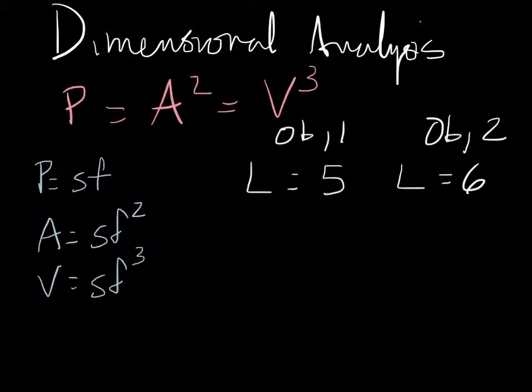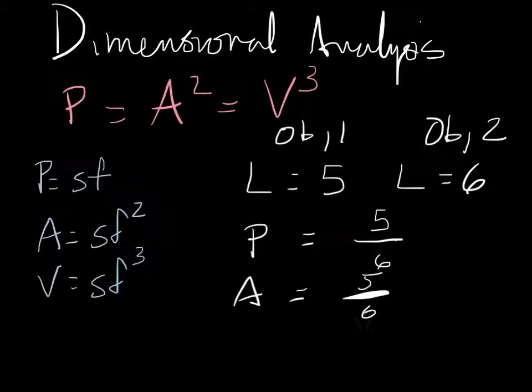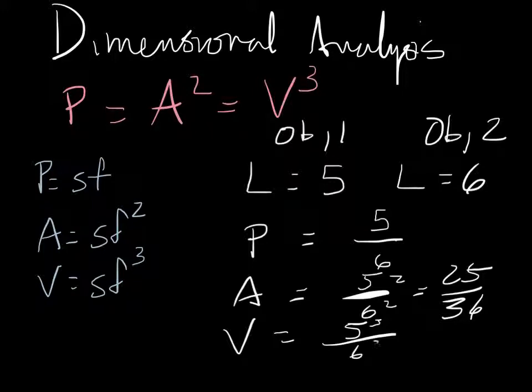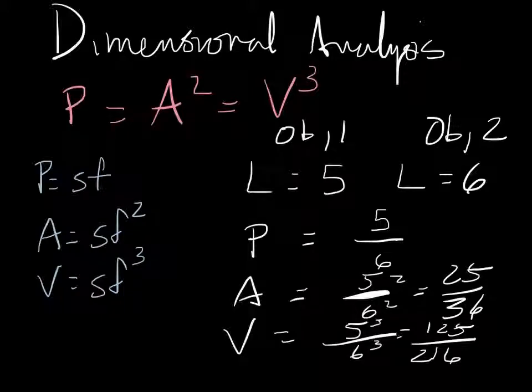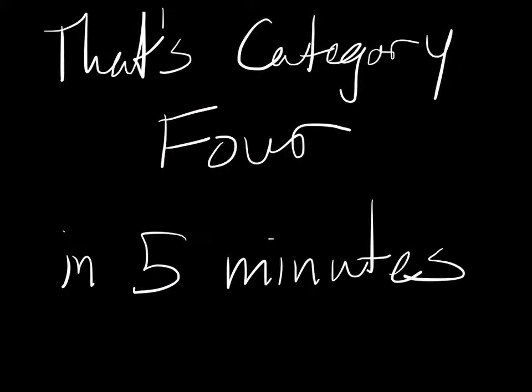So my perimeter scale factor is going to be 5 to 6. My area scale factor is going to be 5 over 6 squared, which is 25 over 36. And then my volume scale factor is going to be 5 cubed over 6 cubed, which is 125 over 216. That's category 4 in about 5 minutes.